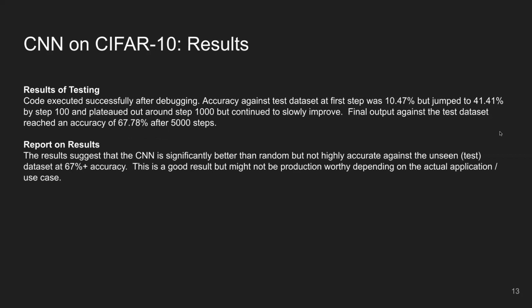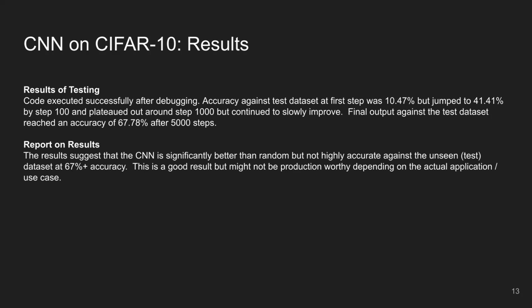Results of the initial run through after much debugging: the accuracy against the test data set was for the first step at 10.5%, but jumped to 41% by step 100. It plateaued out around step 1000, which was significantly slower, as we'll see, than on the MNIST set. The final output against the test data set hit an accuracy of around 67 or 68% after 5,000 steps.